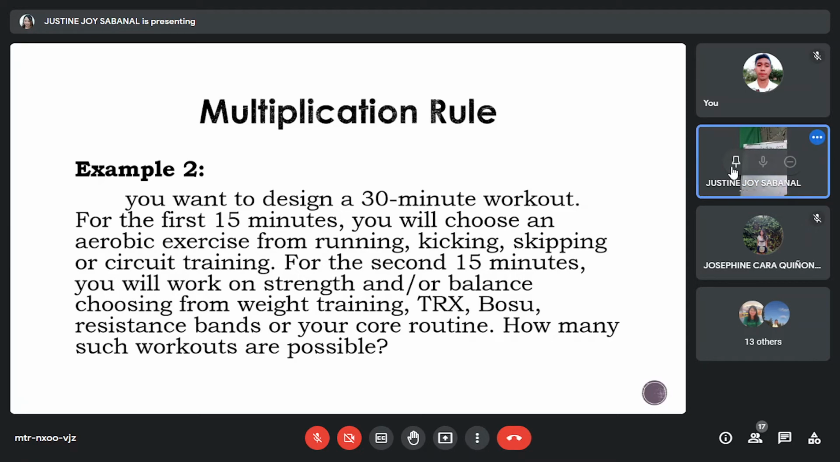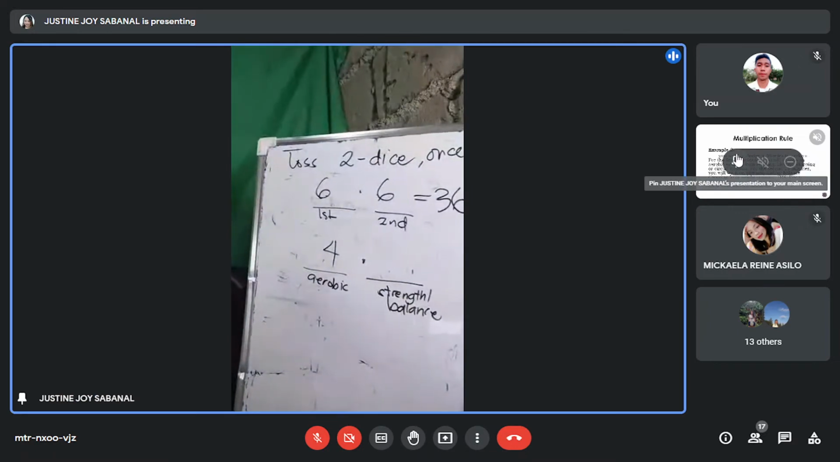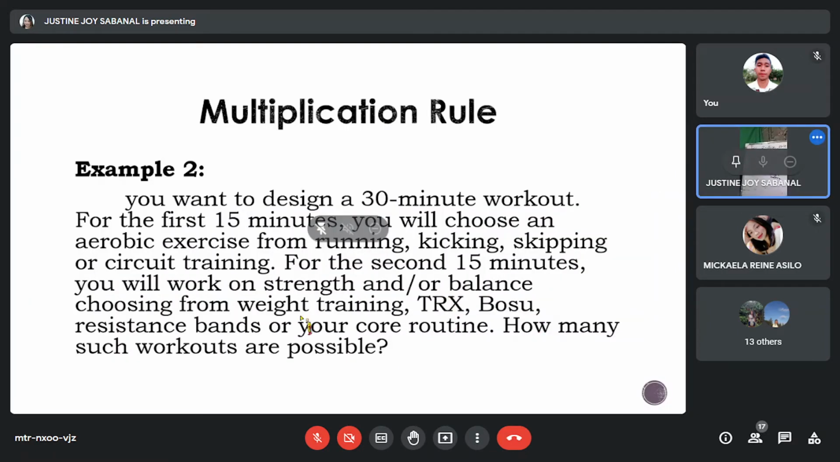Identify muna natin. Yung 30-minute workout na routine na kailangan mong i-design, hinati mo sa dalawa. So, kinategorize mo in the aspect of aerobic exercise at saka yung strength or balance exercise. So, sa aerobic exercise, ilan yung options mo? Ilang form of exercise yung pwede mong pagpilian? 4 po. Okay. Thank you. Multiplied by the number of choices for the strength or balance exercise.